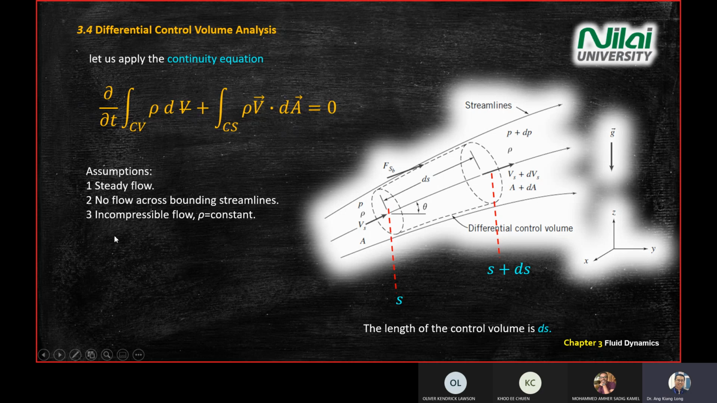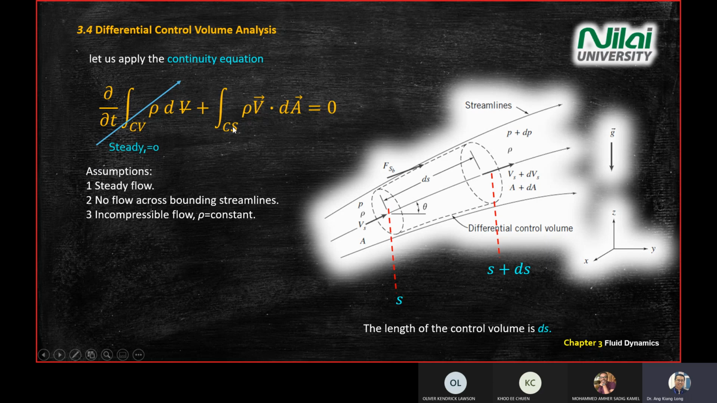Again, we need to call back the assumptions. We have a steady flow. There's no flow across the bounding streamline here, so it means there's no flow going outside. All the flow is flowing along the streamline. And we have an incompressible flow in this case. So when you have an incompressible flow, the density will be constant inside the equation over here. Because we have steady flow, you can always cancel the first term here, and then you write steady equal to 0.